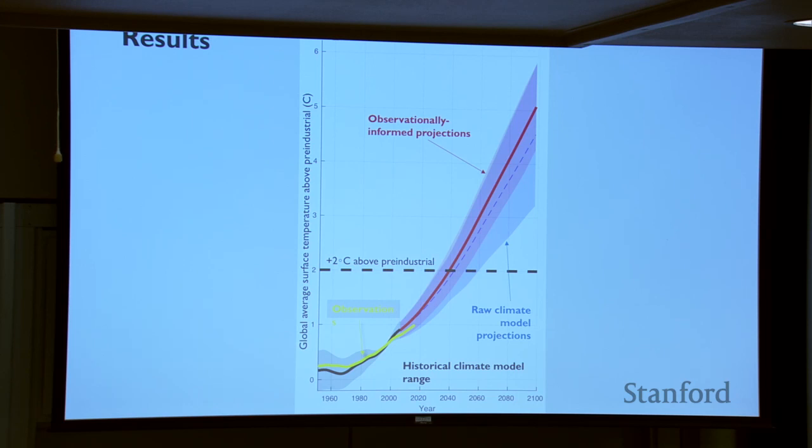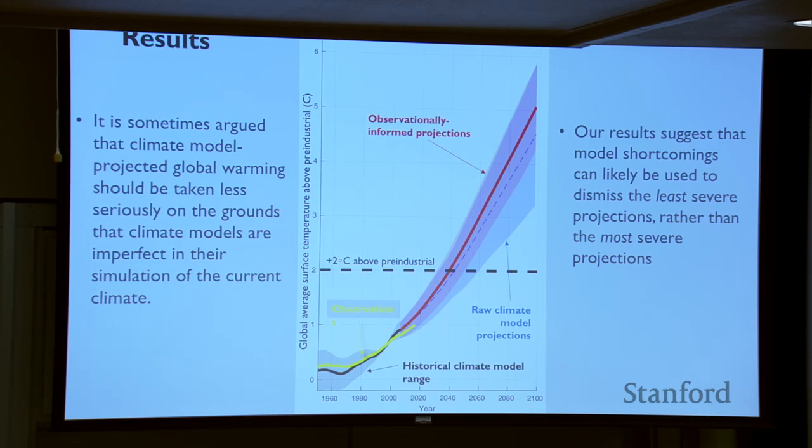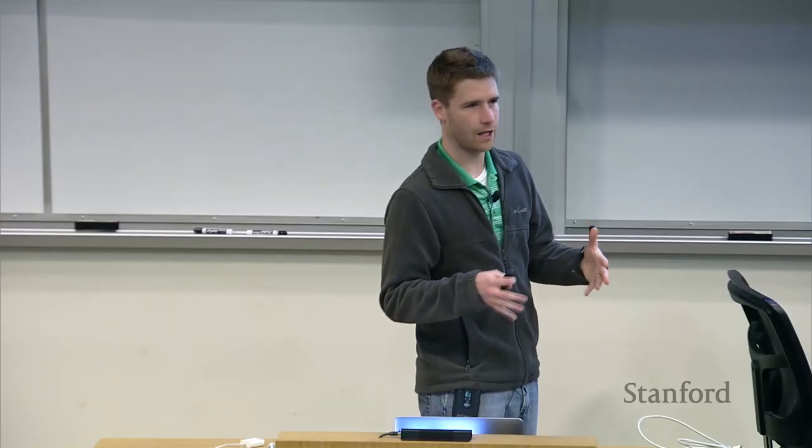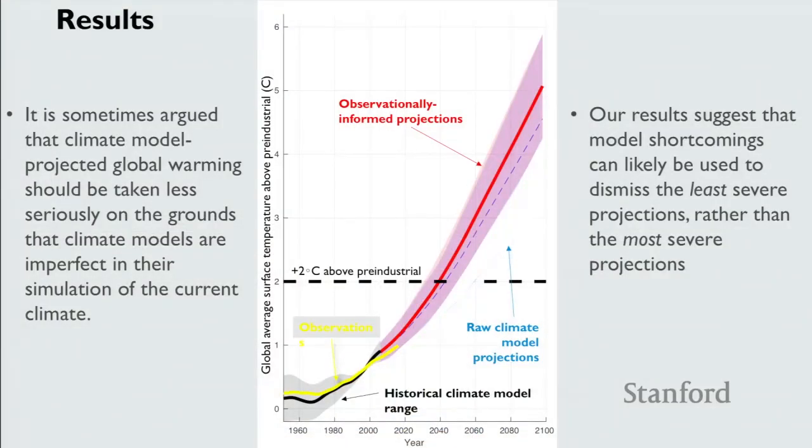And so one point that's worth bringing up here is that it's sometimes argued, you'll see quite a bit on TV or even in front of Congress, that projected global warming should essentially be taken less seriously on the grounds that climate models don't accurately simulate the current climate system. And what our work shows is that there is a lot of room for climate model improvement. I mean, we see quite a bit of discrepancy between observations and models. But our results suggest that model shortcomings really can't be used to dismiss the most severe projections of global warming, because we're showing that the models that do the best in the current climate system project more warming in the future than the average model. So if anything, our results suggest that model shortcomings can be used to dismiss the least severe projections of global warming.